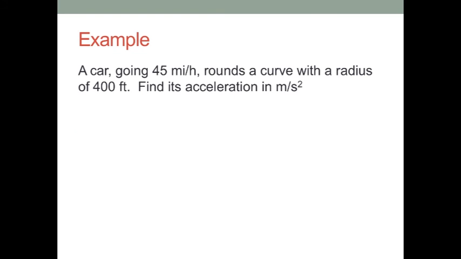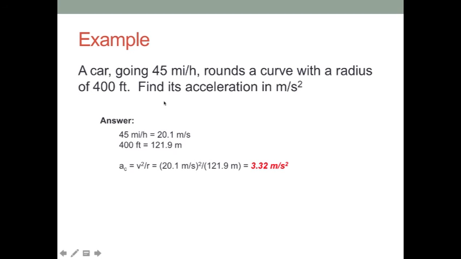Now let's consider a simple example. Here we're going to have a car going around a circle, and it has a radius of 400 feet, and it's moving at a constant 45 miles an hour. I want you to find its acceleration in meters per second squared. Write your answer in the box that will appear, and then we'll go over the solution.